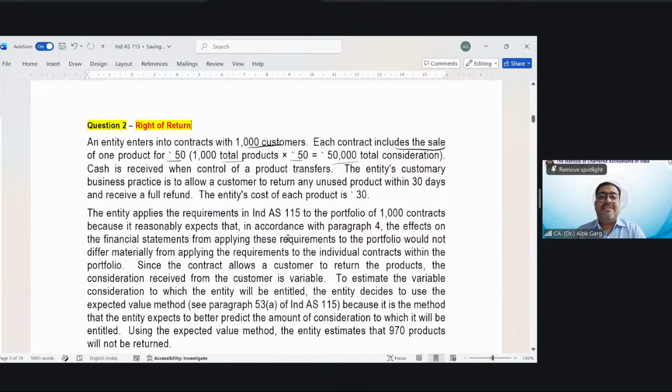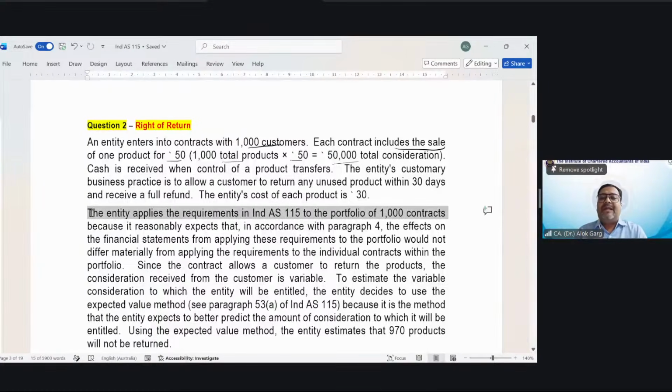In the question, it is given that 30 days is the return period. In the 30 days, if the customer has not used the product, the customer can return the product and claim the refund. Okay. And what is the cost of the product? 30 rupees. And what is the sale price of the product? 50 rupees. 20 rupees is the profit.